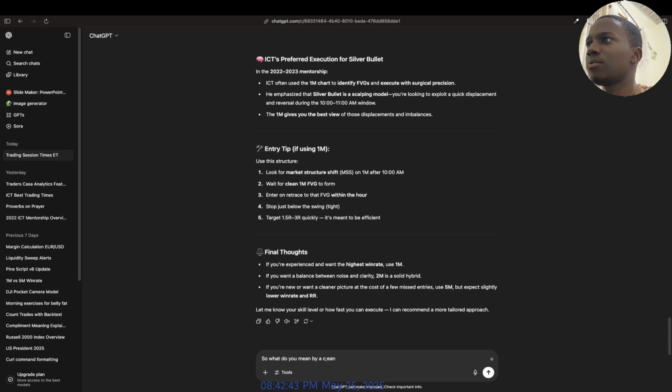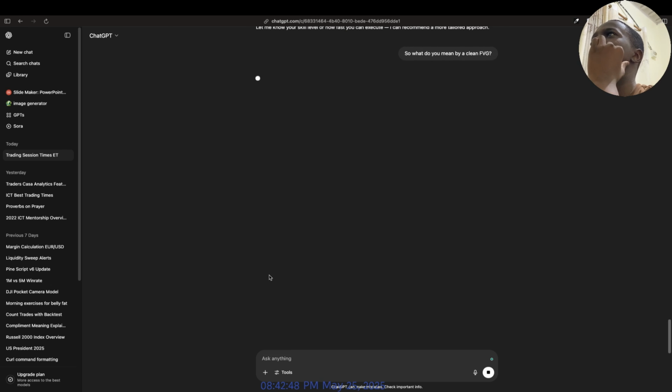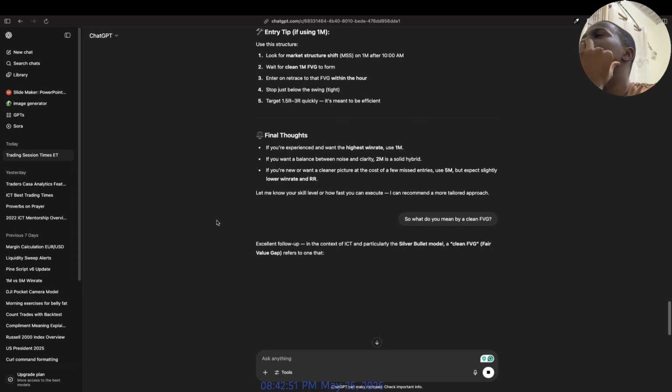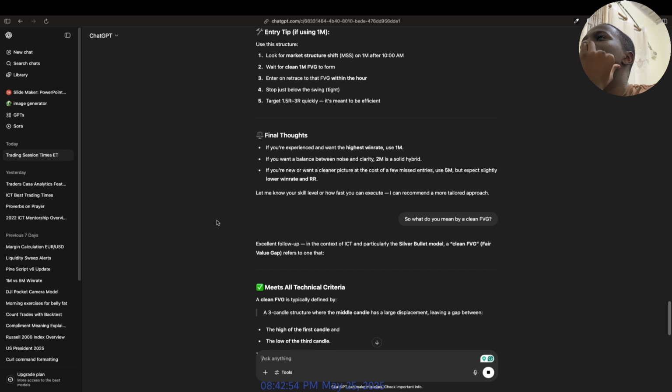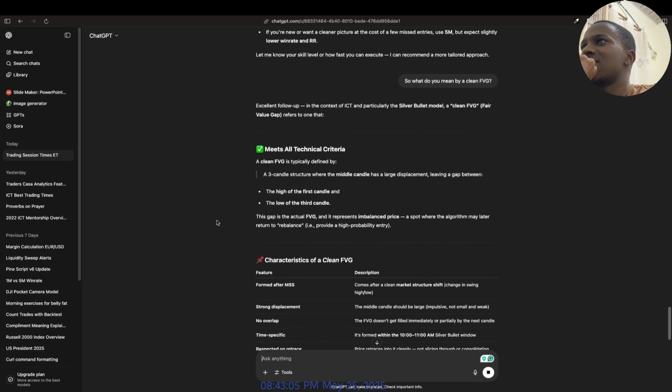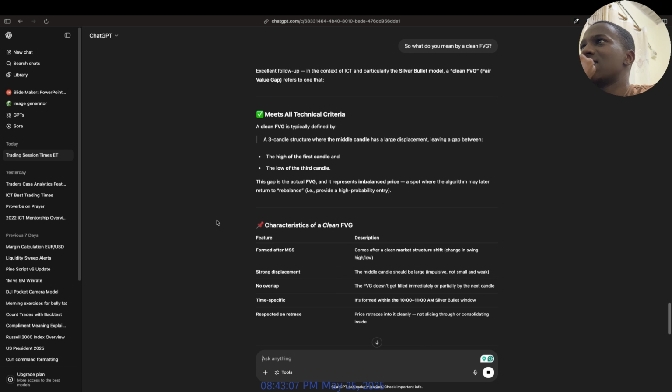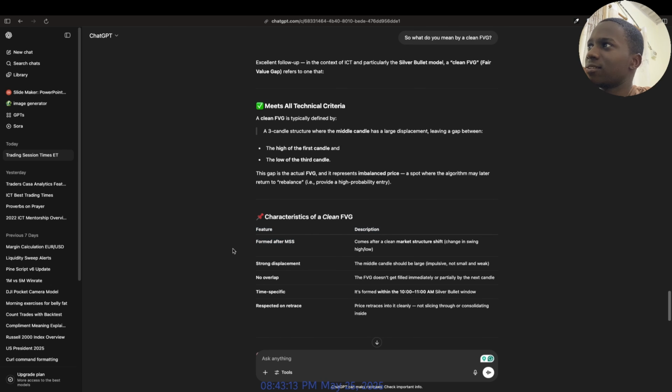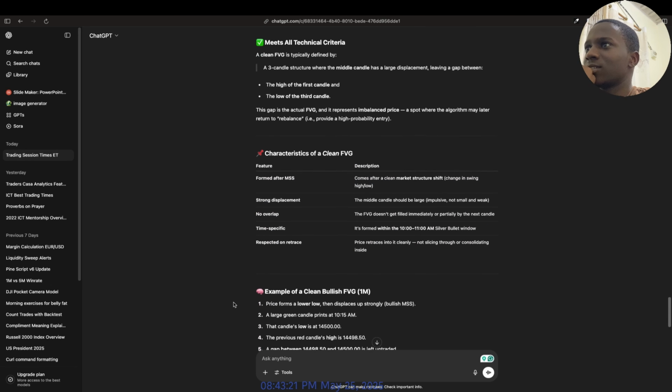Clean fair value gap. What does clean fair value gap mean? So it means it meets all criteria. Clean fair value gap, 3 candle. So characteristics of a clean fair value gap: it is formed after a market shift, a strong displacement, no overlap, time specific, respected, and retraced.